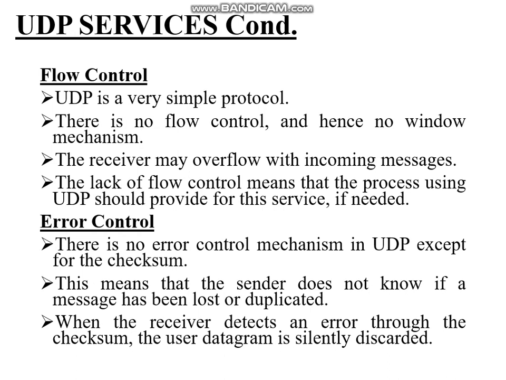Error control. There is no error control mechanism in UDP except for the checksum. This means that the sender does not know if a message has been lost or duplicated. When the receiver detects an error through the checksum, the user datagram is silently discarded.